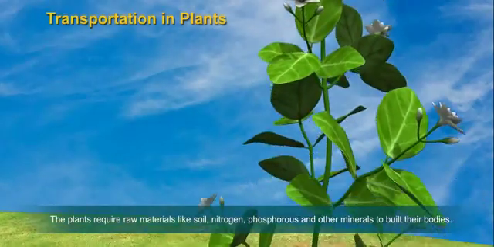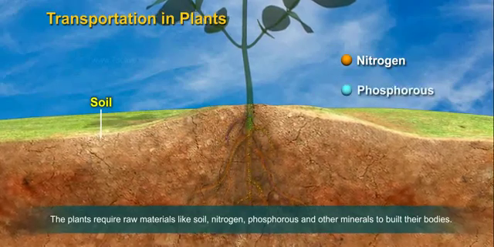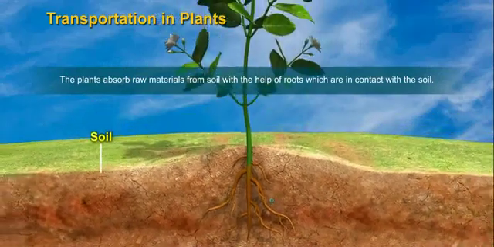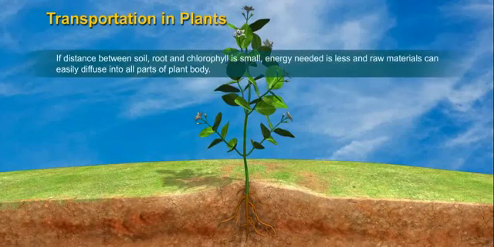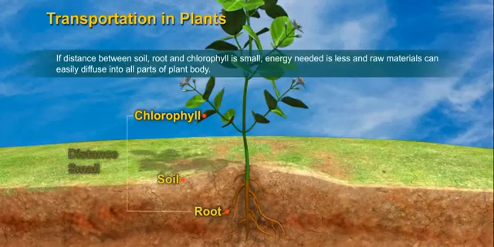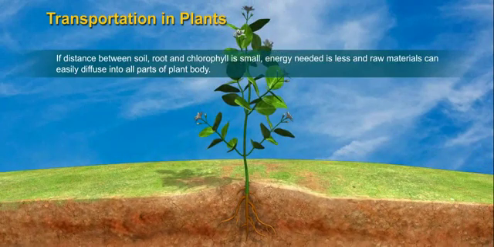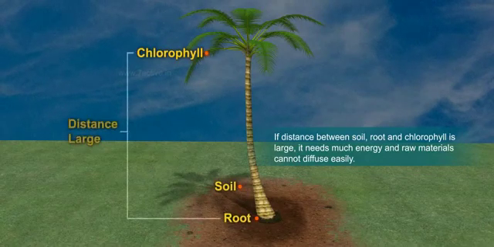The plants require raw materials like soil, nitrogen, phosphorus, and other minerals to build their bodies. The plants absorb raw materials from soil with the help of roots, which are in contact with the soil. If the distance between soil, root, and chlorophyll is small, energy needed is less, and raw materials can easily diffuse into all parts of the plant body. If the distance is large, it needs much energy and raw materials cannot diffuse easily.